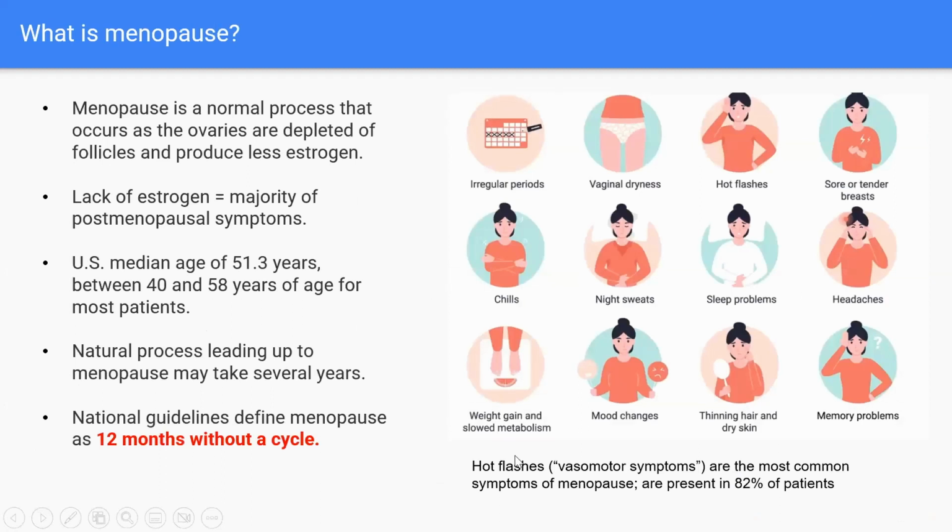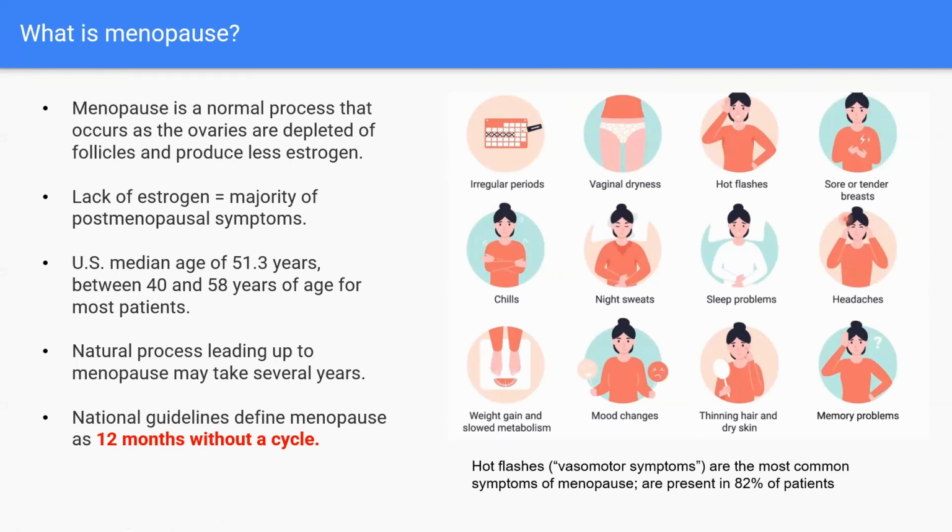Okay, so just a little bit, to recap what menopause is. It is a normal process, right? It occurs as the ovaries in women or females are depleted of follicles and they produce less estrogen, and then that causes all of these symptoms. The median age of menopause is about 51.3 years in the US, but it can be anywhere from 40 to 58 years of age. So pretty wide range there.